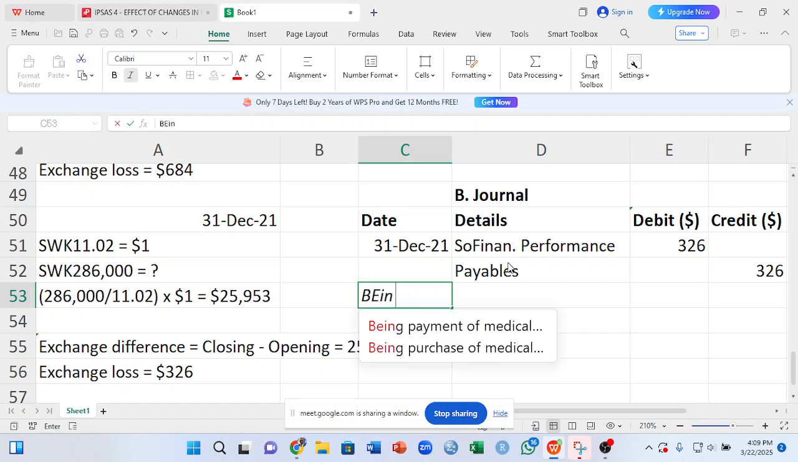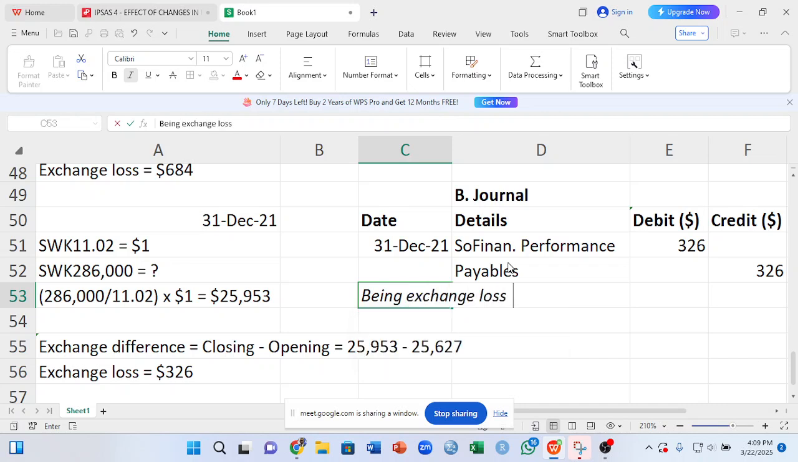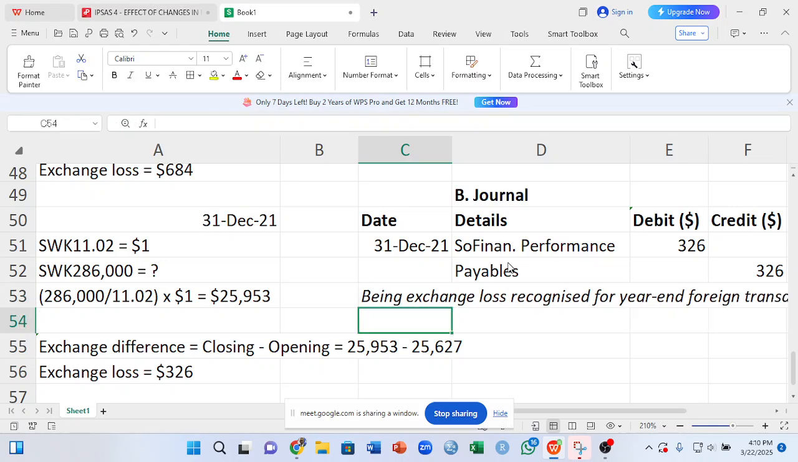So our narration will be: being exchange loss recognized for year end foreign transaction. Okay, so that will end question number two.